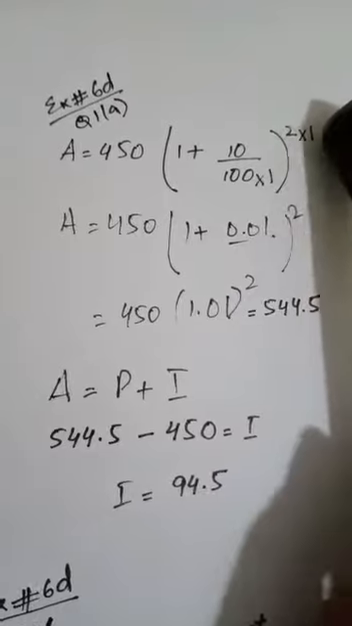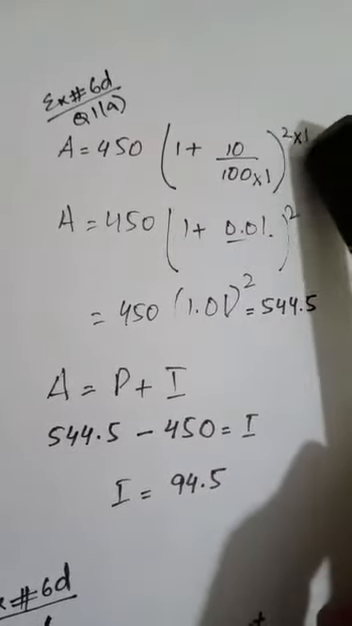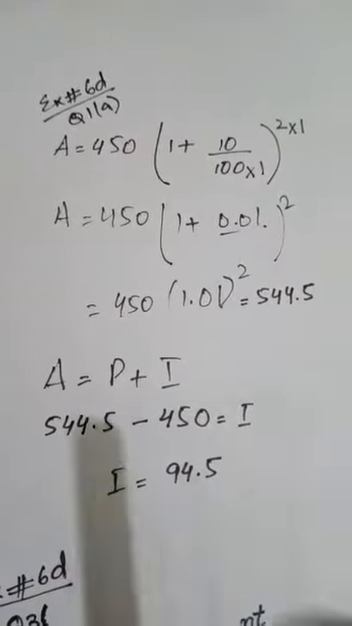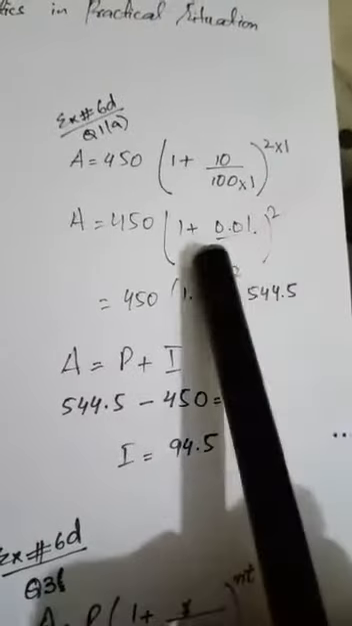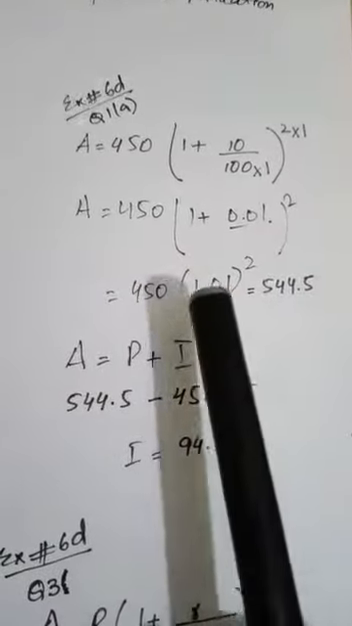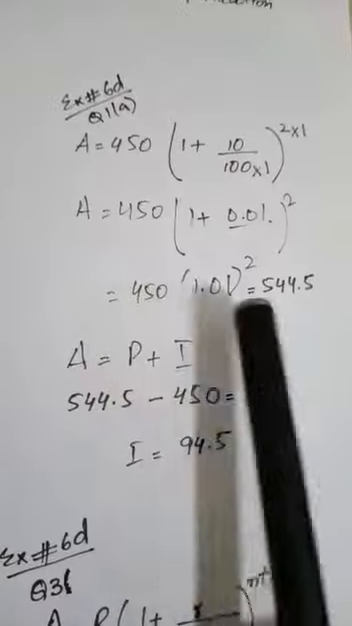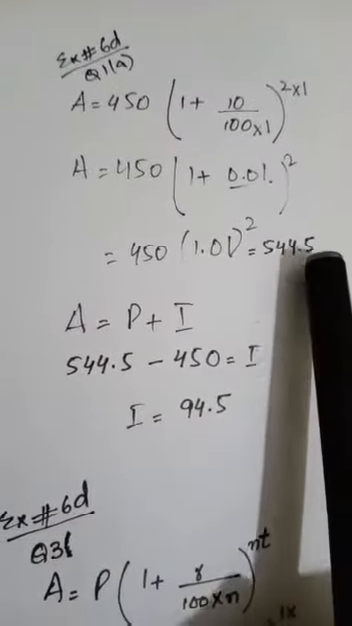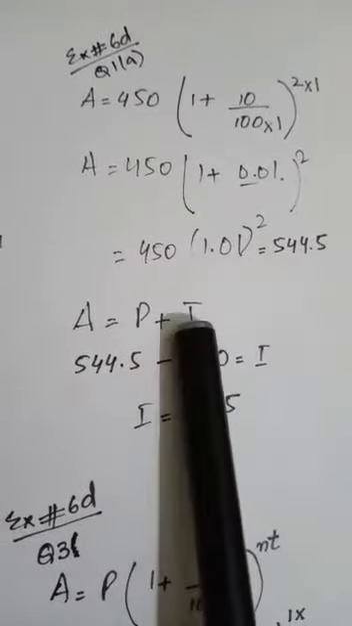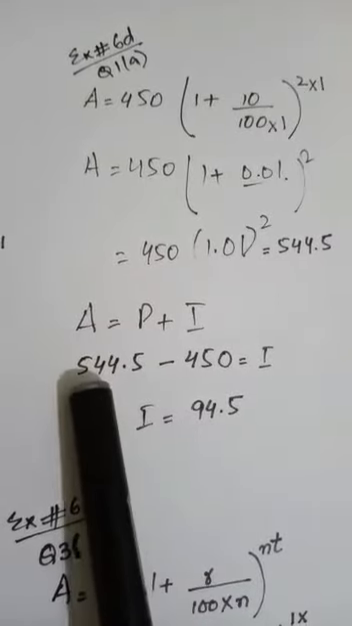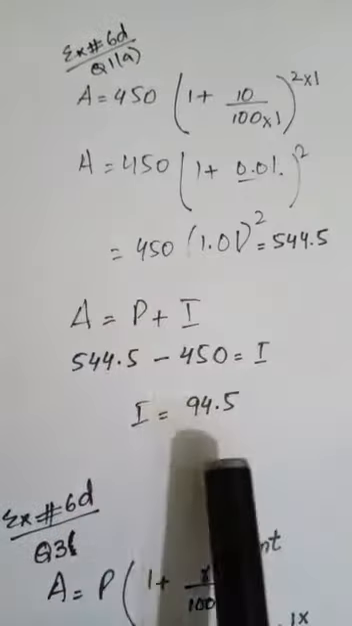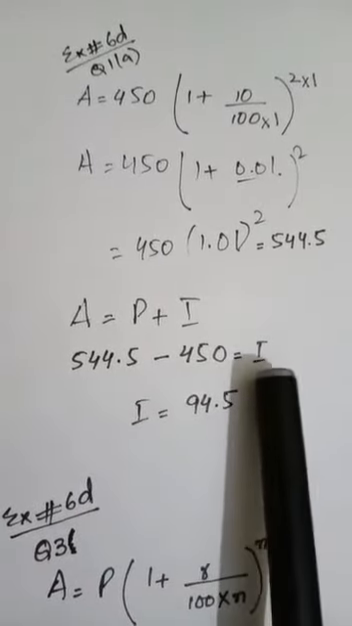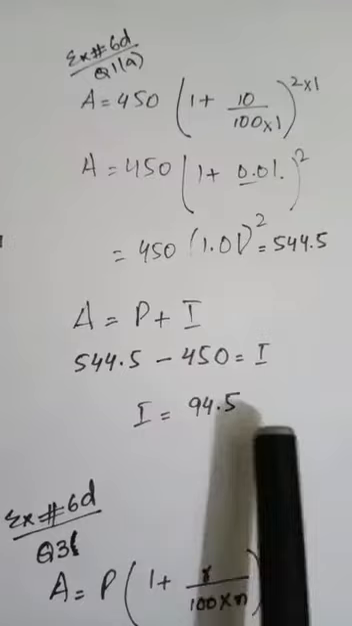Yearly means 1, so we have multiplied this 2 by 1 and this 100 also by 1. It means that here the value of n is 1. Then we simplified this one also, and when we take the square of this and multiply it by 450, we were getting 544.5. And then how can we find the interest? We will subtract the principal from the amount, so the value of the amount is 544.5 and the principal is 450. We subtracted it and the compound interest is $94.5.